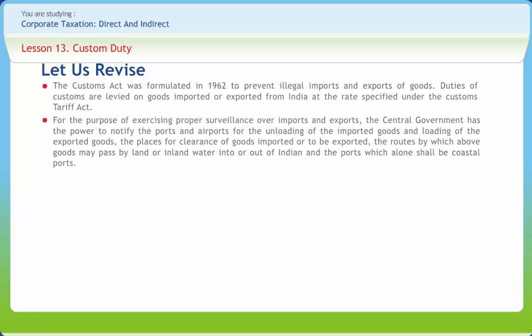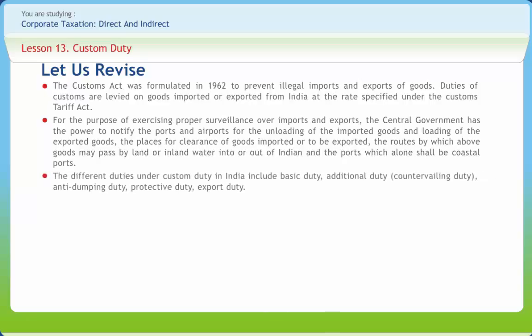the ports and airports for the unloading of imported goods and loading of exported goods, the places for clearance of goods imported or to be exported, the routes by which the above goods may pass by land or inland water into or out of India, and the ports which alone shall be coastal ports.